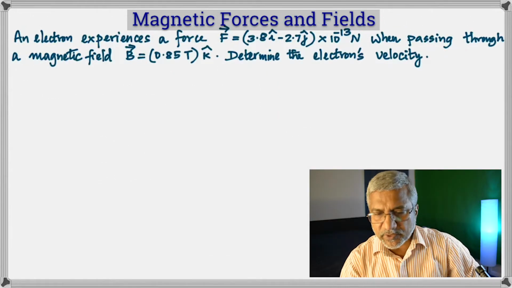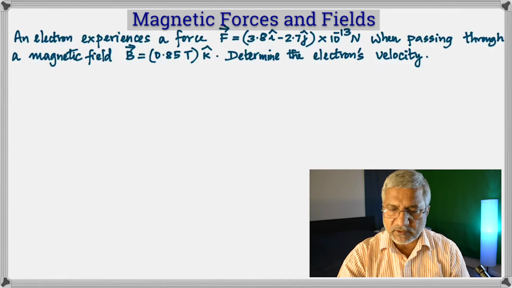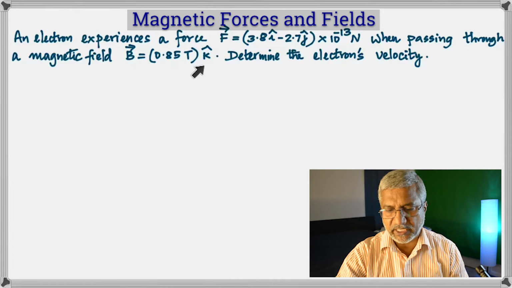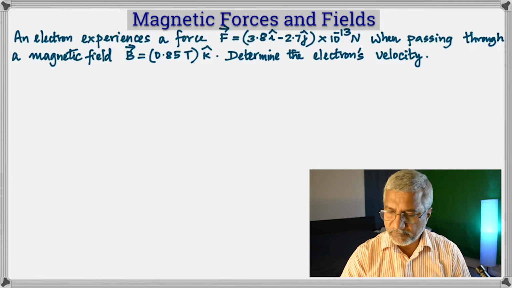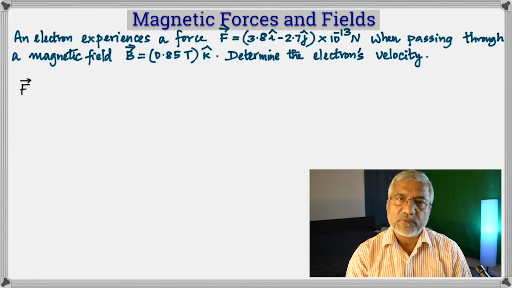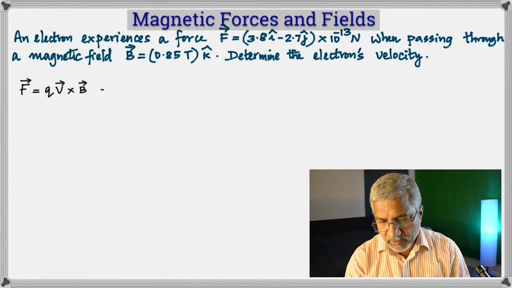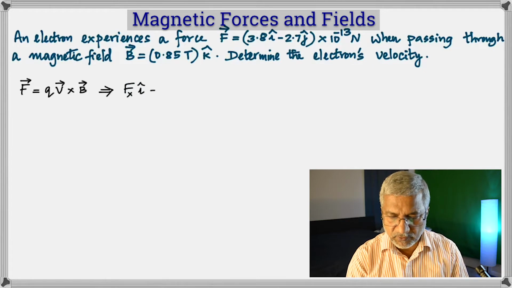So here's another question. This time, the force is given. The electron is experiencing a force of that much. It has the I and the J components when passing through a magnetic field which only is along the K axis. So now you've got to find the electron's velocity. So you have to rearrange the formula. Once again, we know F is QV cross B. So represent that in the matrix format as before.